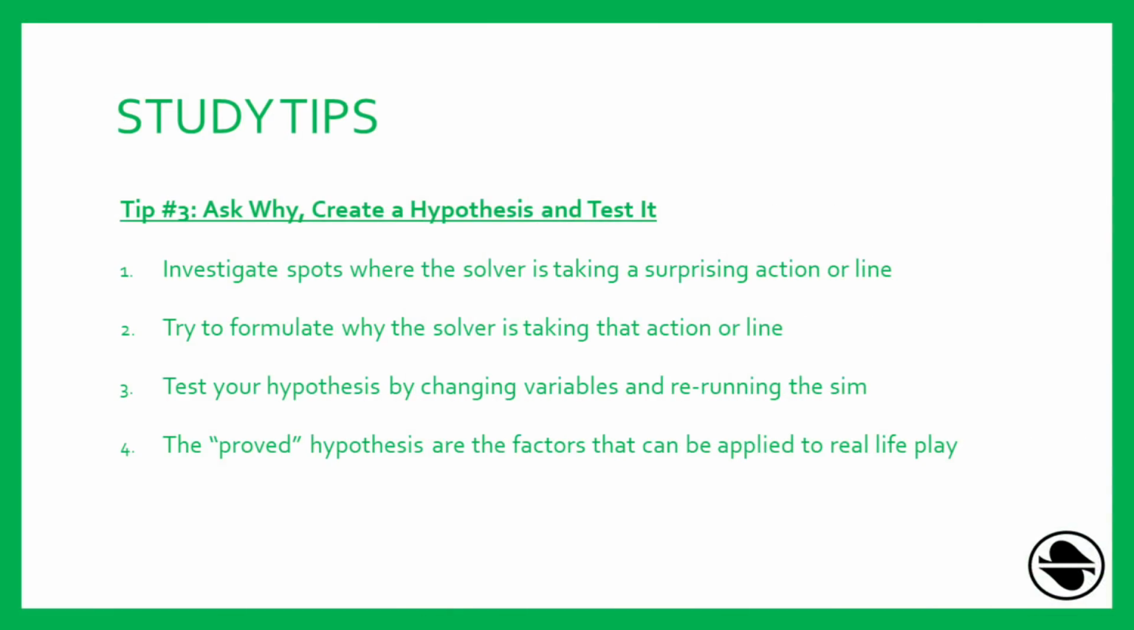So my third and final study tip is to ask why, create a hypothesis, and test that hypothesis. PioSolver is a very powerful tool, but at the end of the day, it's just a tool. If you passively go through a sim just to see what the solver is doing and then call it a day, you won't get much out of it. So anytime you encounter a spot where the solver is doing something you don't expect, especially when there's a significant EV difference in strategies, you should ask yourself, why is the solver taking this line? And then you should try to answer.